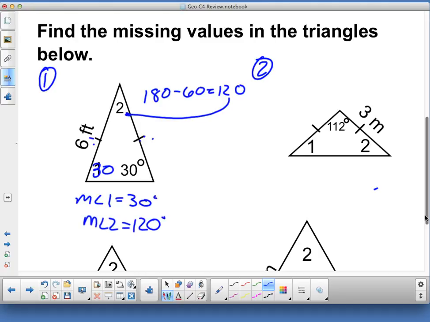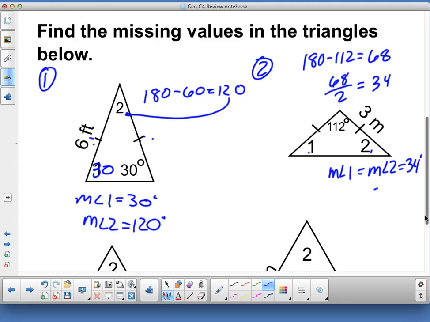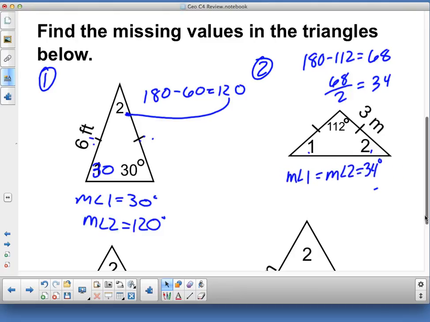It's not about what it looks like, it's about the properties we're applying. So in question 2, I know they're not numbered, so I put in a 2. I know, it's pretty creative of me, right? So in question 2, I've got base angles being congruent, that's isosceles. So if I go 180 minus 112, I get 68. 68 degrees divided by 2 is 34 apiece. So the measure of angle 1 is equal to the measure of angle 2, which equals 34 degrees. Let's slide those over there.